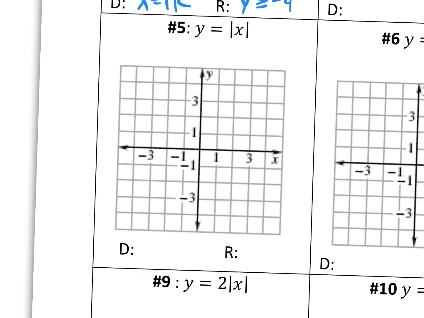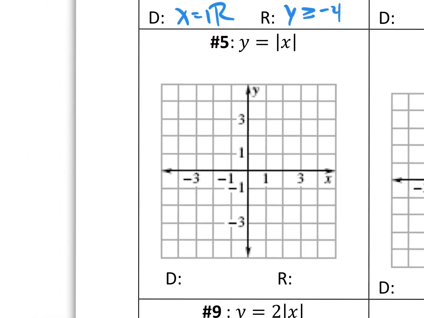Jump into number 5. This is what we call a parent graph. What's a vertex? Anybody? 0, 0, right? H, K. There is no H, there is no K, so the vertex is 0, 0. Put a dot there. What's the A value?